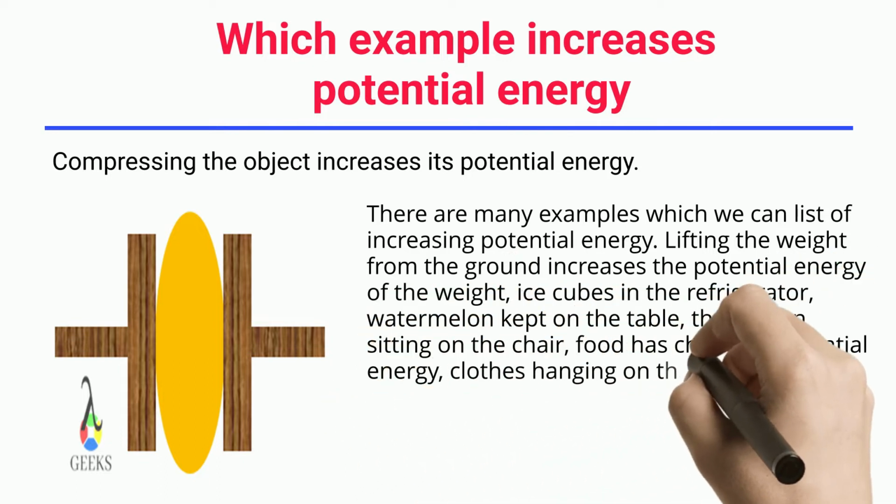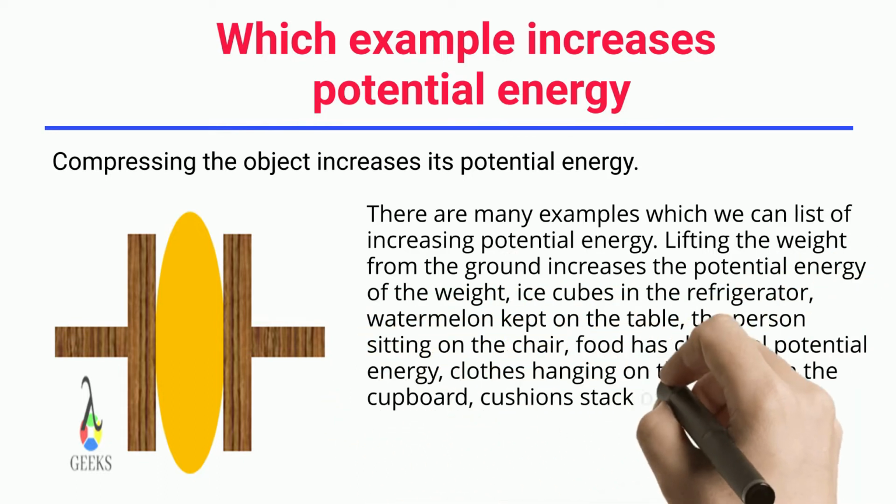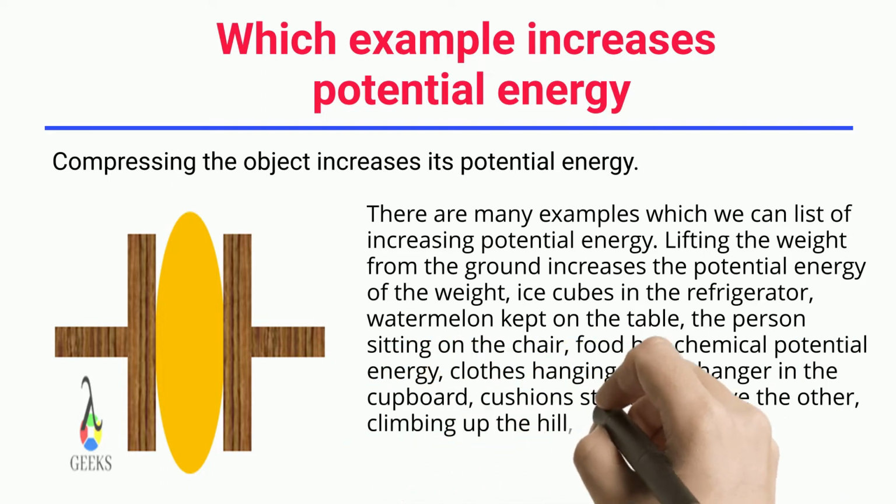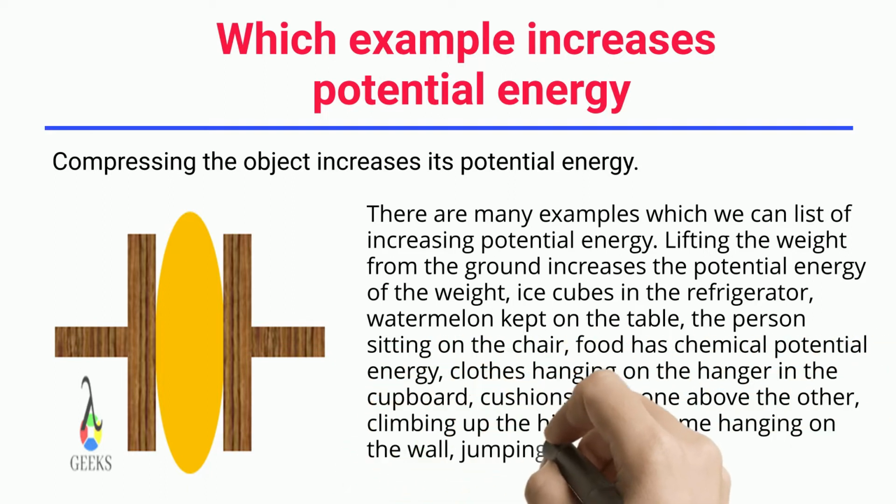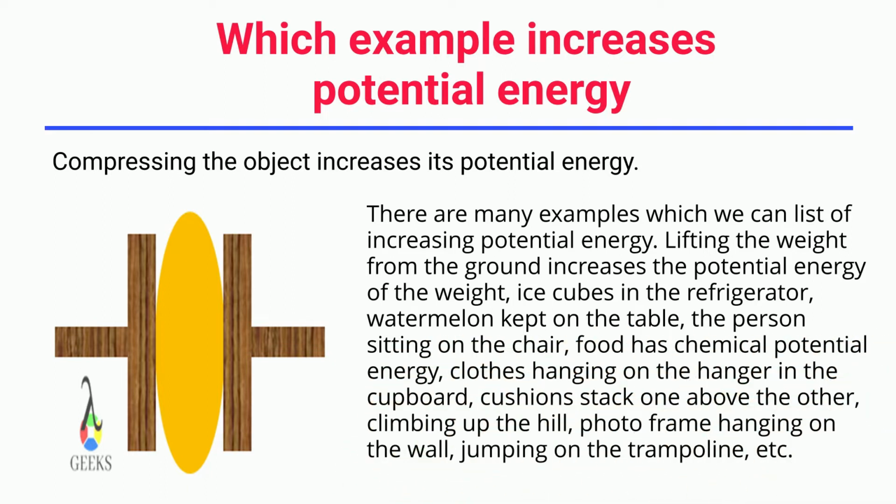Food has chemical potential energy. Clothes hanging on the hanger in the cupboard, cushions stacked one above the other, climbing up the hill, photo frame hanging on the wall, jumping on the trampoline, etc.